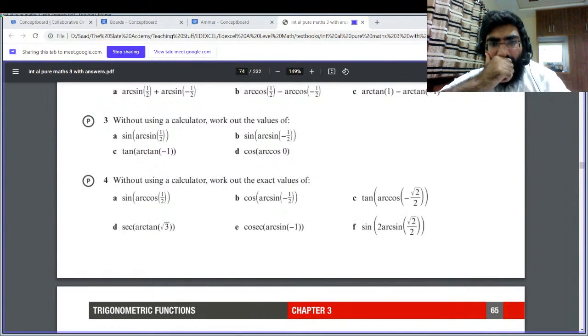Which one next? Minus 1. This is for 4C. Which one did you say? Yeah, for E and F. 4 E and F. Minus 90. So cosec is 1 by 90. 1 by sine, I mean. 1 by sine is equal to 90. So sine is 1 by 90.